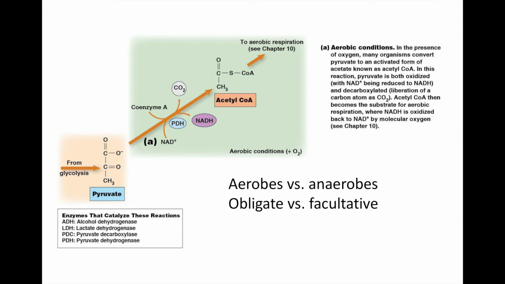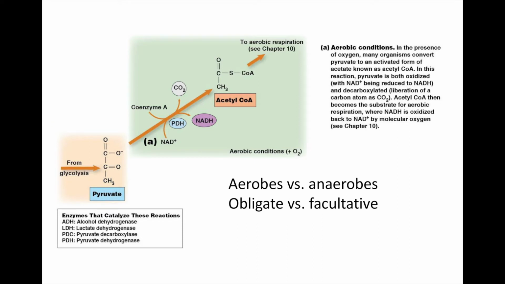Organisms that require oxygen to meet their energy demands are called aerobes. Organisms that can live without the presence of oxygen and meet their energy demands are called anaerobes. If you have to use oxygen in order to meet your energy demands, you're considered an obligate aerobe. If you can or cannot, depending on the conditions, that's called a facultative. So if there's oxygen around, I'll be an aerobe, but if there's no oxygen around, I'll be an anaerobe. That would be considered a facultative aerobe.